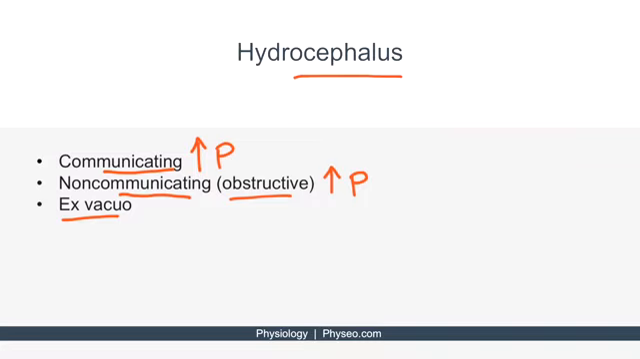Finally, hydrocephalus ex vacuo refers to the idea that the ventricular system is enlarged due to decreased brain tissue rather than an increase in CSF. This could occur, for example, in a patient with dementia, which results in cerebral atrophy. In this case, the intracranial pressure would be normal because there is no obstruction within the ventricular system. So, normal pressure.